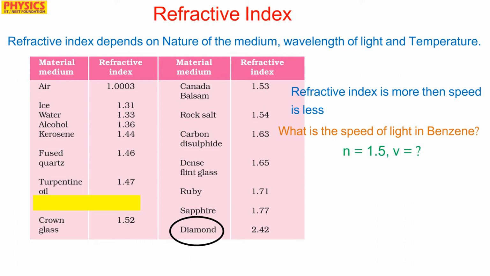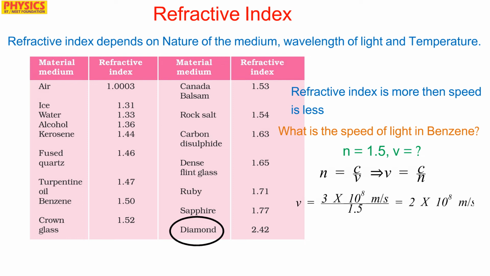So to calculate that, we have a formula n is equal to c by v. Here n is given as 1.5. v we need to calculate. Therefore v is equal to c by n. That is, v is equal to 3 into 10 power 8 meter per second divided by n, the value of refractive index of benzene, that is 1.5. So you will be getting 2 into 10 power 8 meters per second. This is the speed of light in benzene. In this way you can calculate the speed of light in any particular medium.